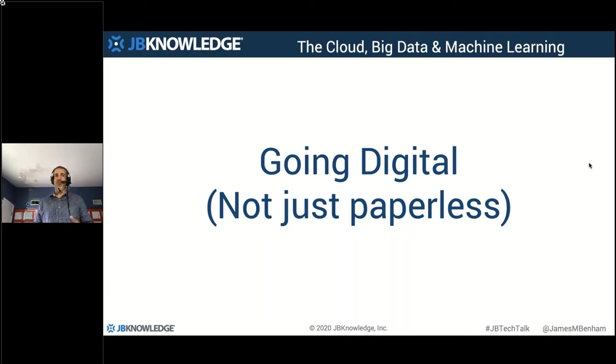Now, it is more efficient. I'll give you that. It's more efficient, but it's nowhere near as effective at achieving the desired outcome as going digital. So I want you to distinguish going digital from going paperless. Going paperless is great. It's a good baby step. But collecting it digitally, routing it digitally, processing it digitally, and transforming your collection process and infrastructure are really what the big players are competing on.